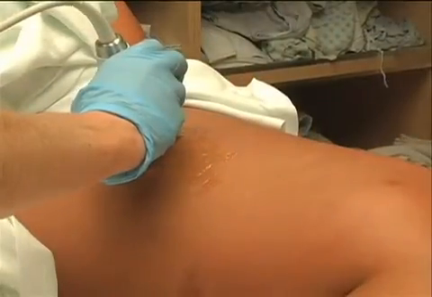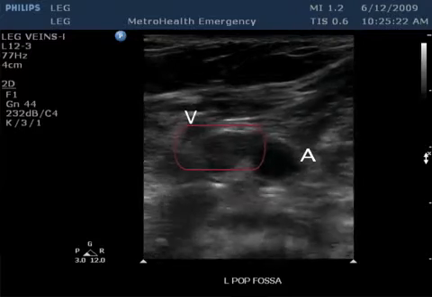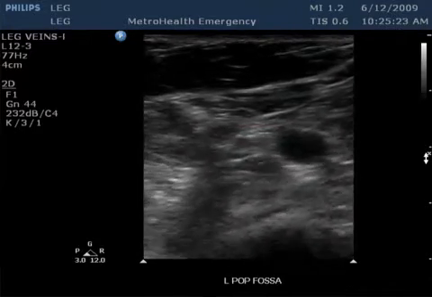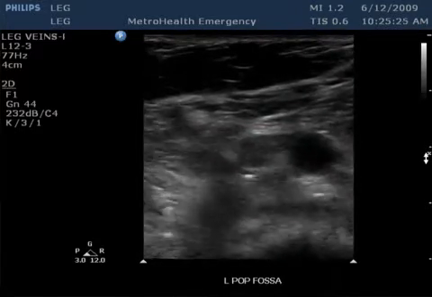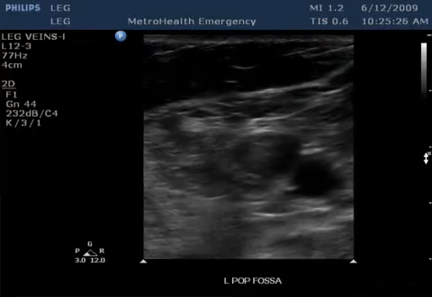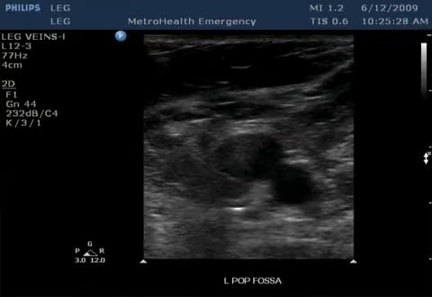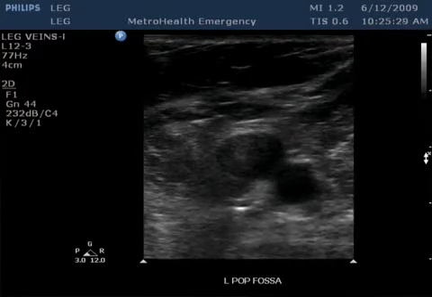Now, move the transducer to the popliteal fossa. The artery and vein are now seen on top of each other, with the vein on top, because we're scanning from the back of the leg. The popliteal vein is imaged using the same compression-relaxation technique at 1 to 2 centimeter intervals through its entire course behind the knee down to the trifurcation.